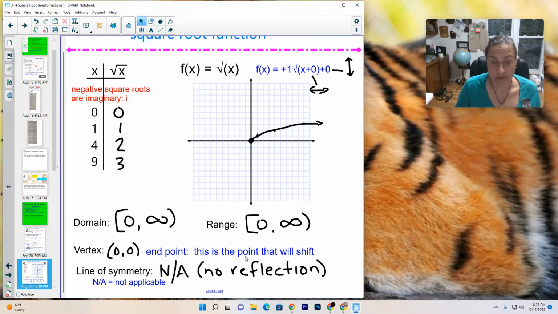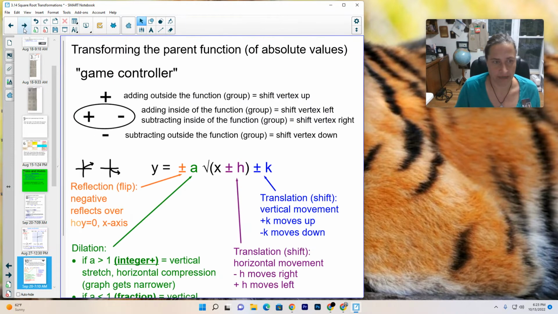There is no line of symmetry. There's no reflection point. There is not a bottom to this, so it's not like a turned sideways quadratic. It is just that part of the line.